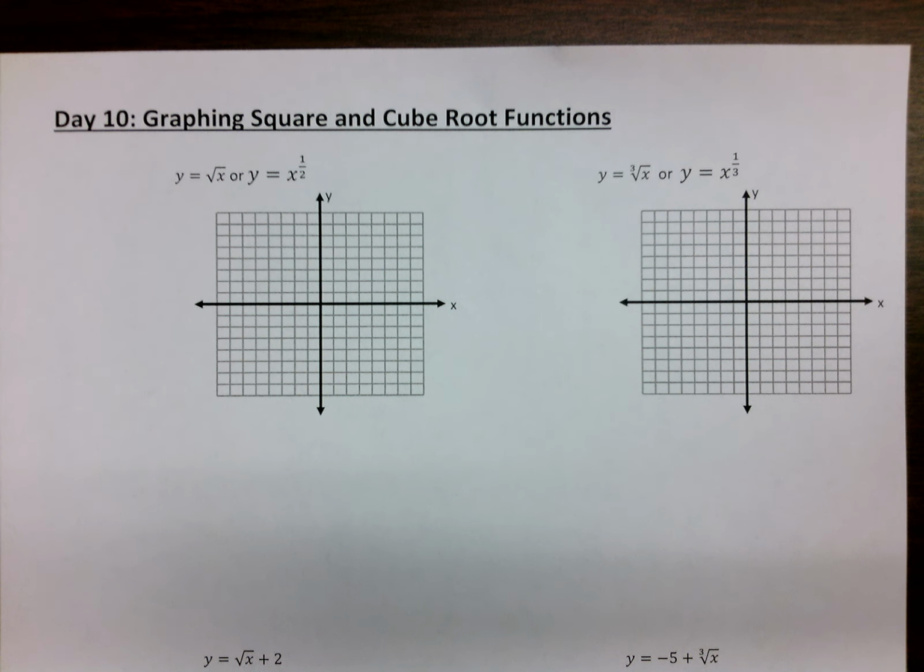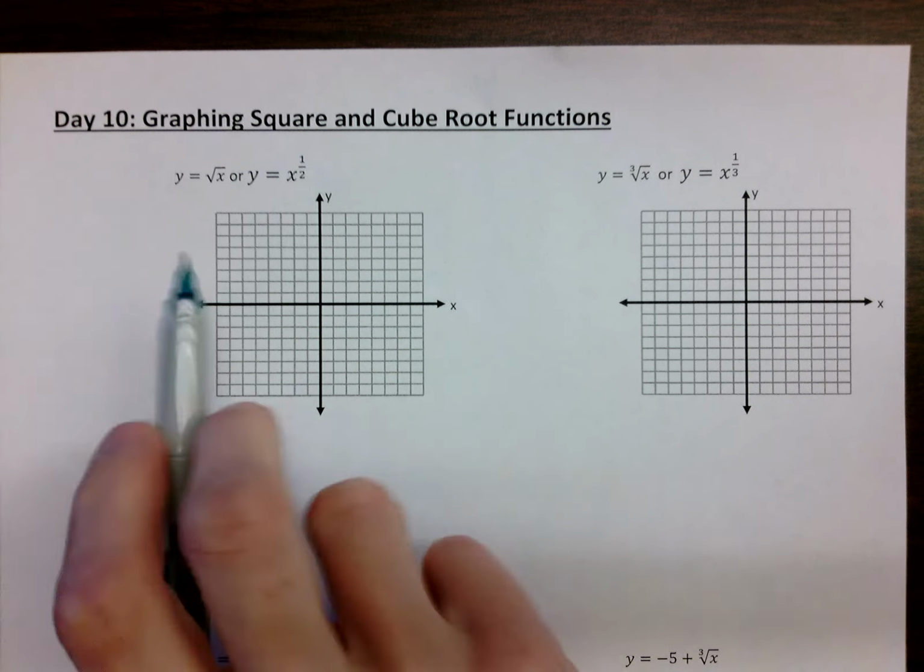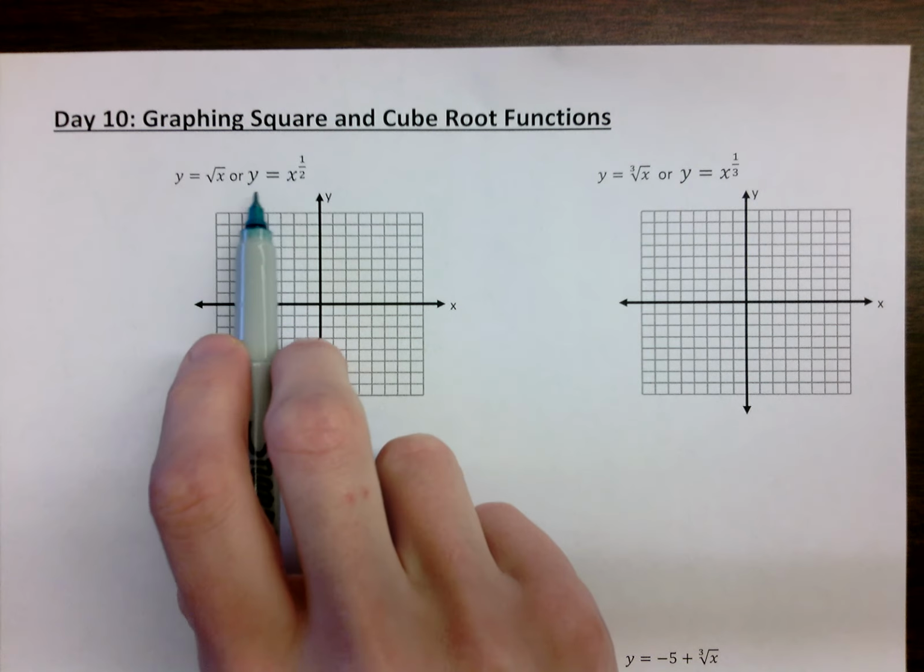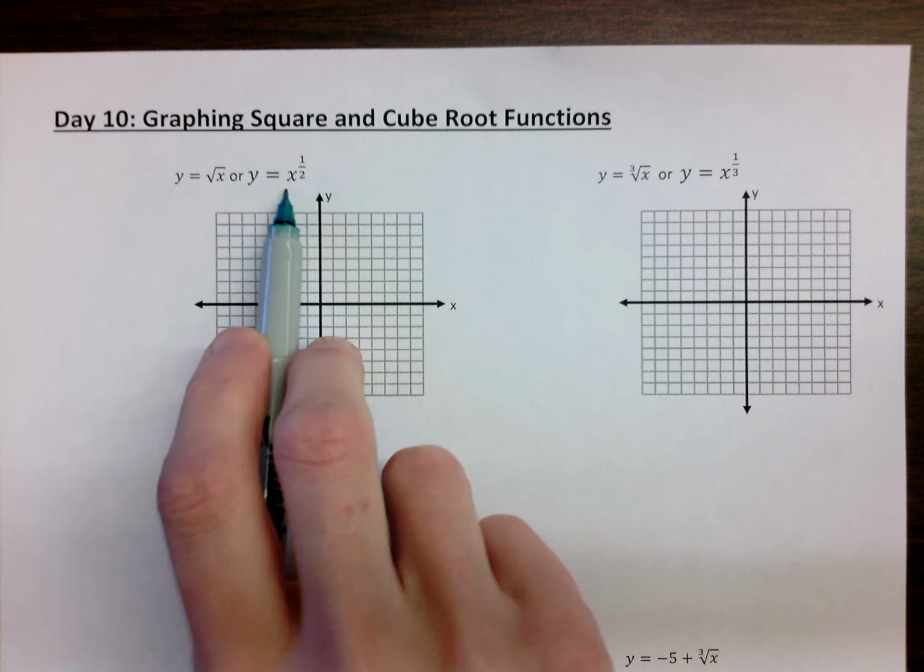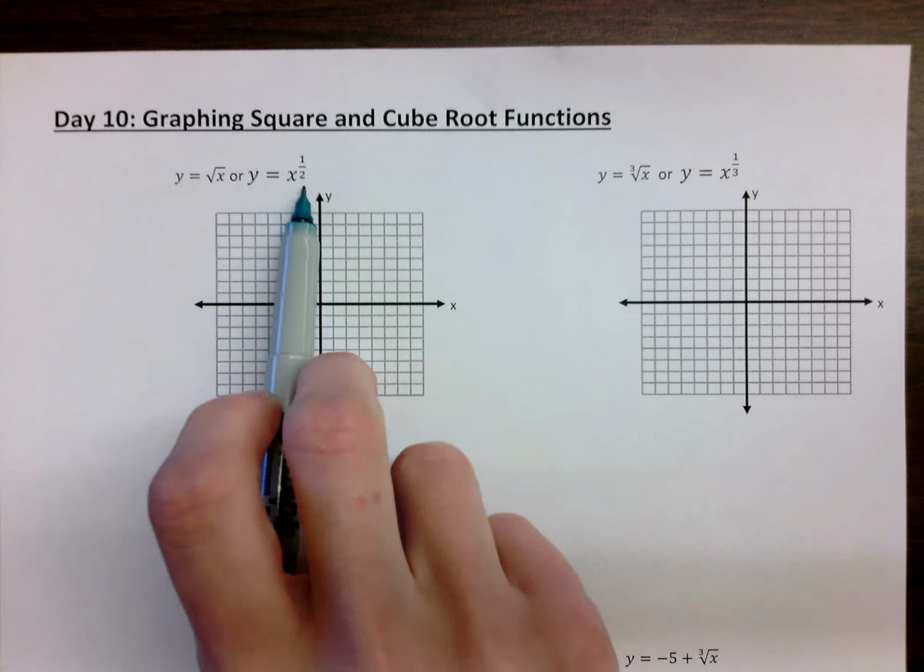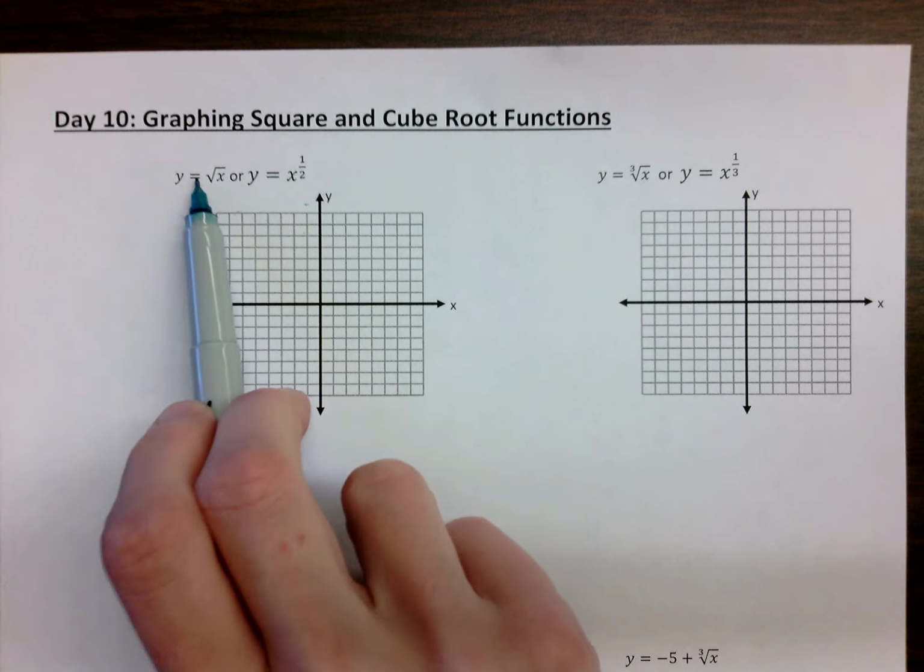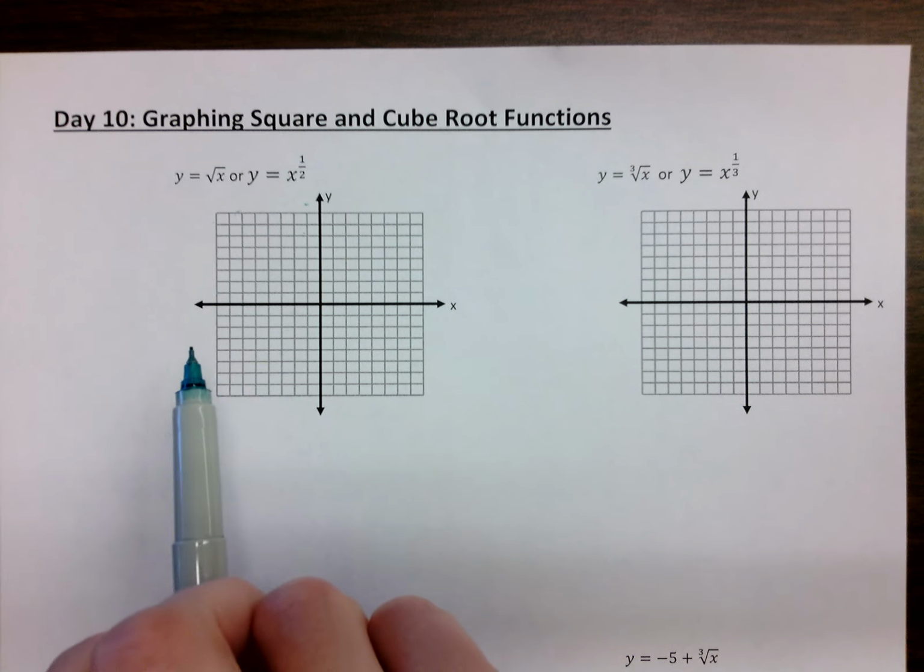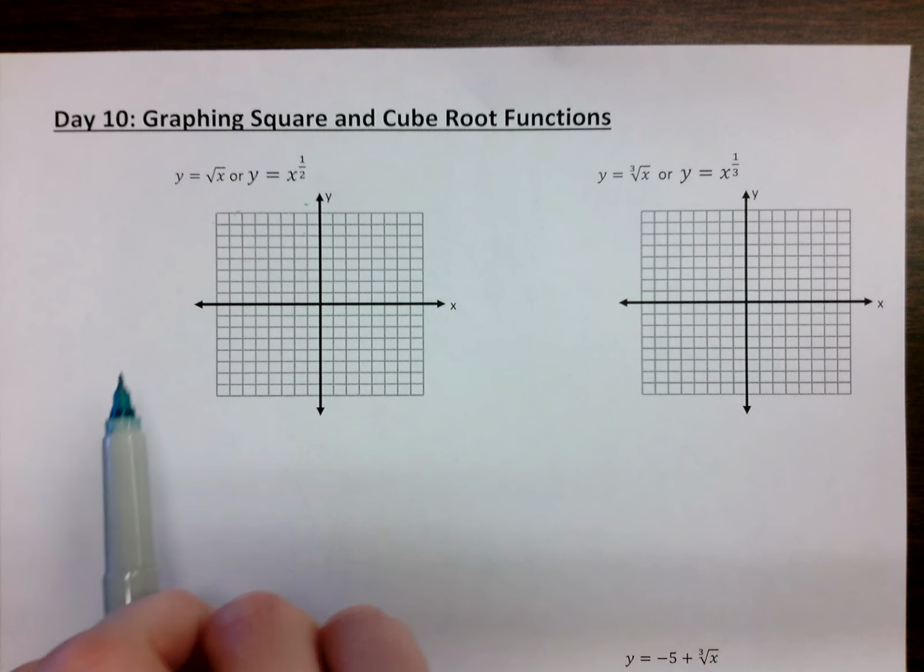Okay, so next up we're going to talk about how to graph square root and cube root functions. So we're going to start out with just a basic table of values. So y equals the square root of x, which is the same as y equals x to the 1/2. If you convert that, power over root, there's a little invisible 1 and a little invisible 2. So x to the 1/2 and the square root of x are the same thing.